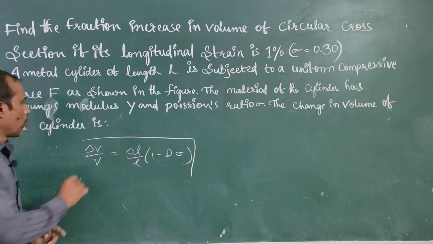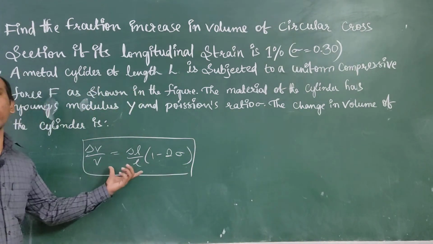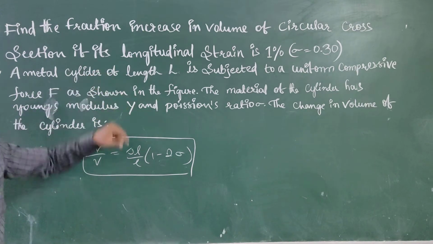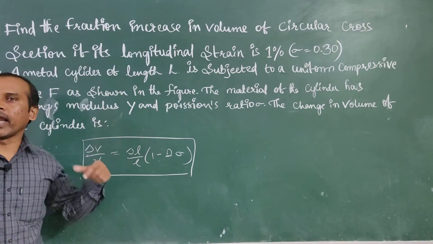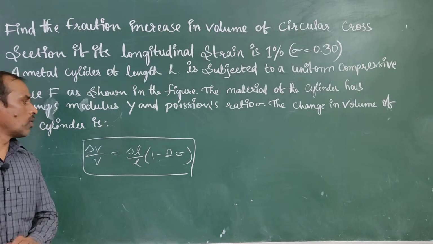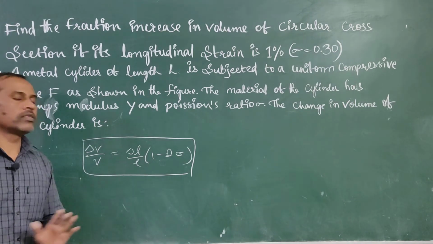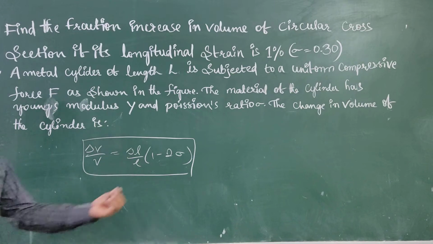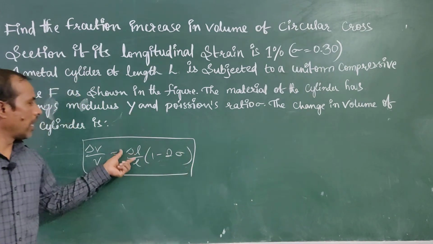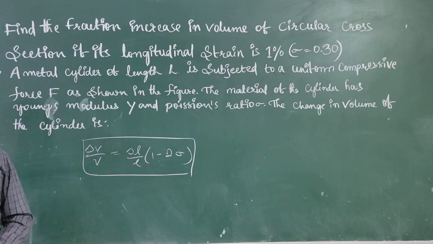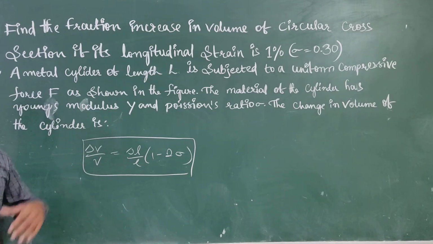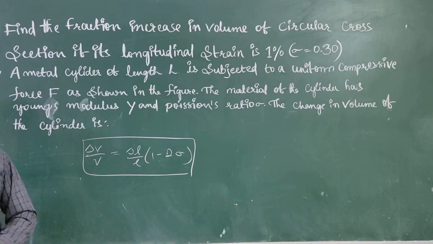Now, one problem based on this formula. Delta V by V is equal to delta L by L into 1 minus 2 sigma. Here sigma means Poisson ratio, delta L by L is the longitudinal strain, and delta V by V is the volume strain. It is also called the fractional increase of the volume.